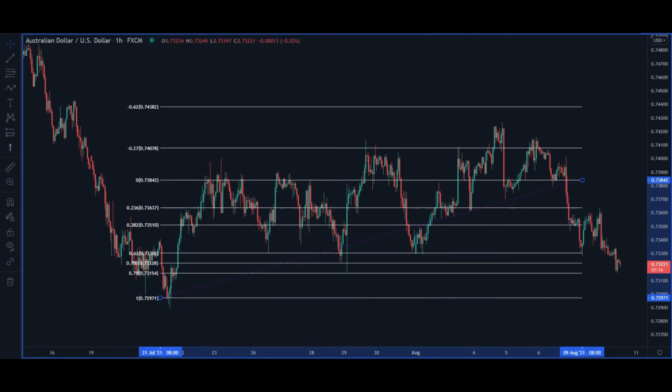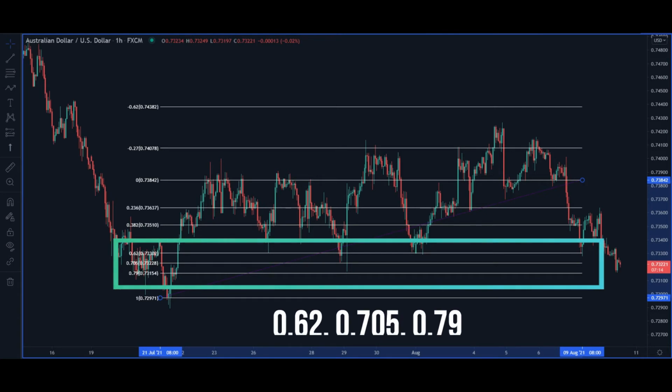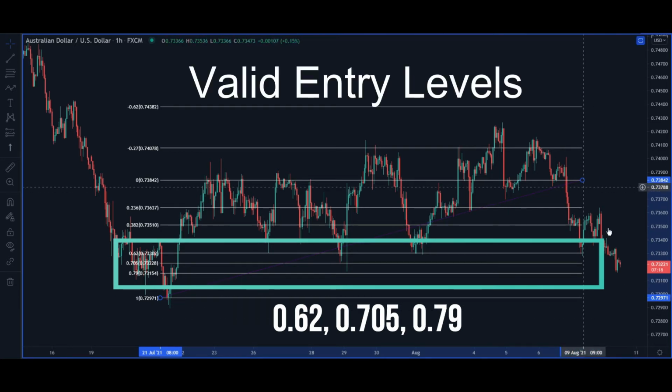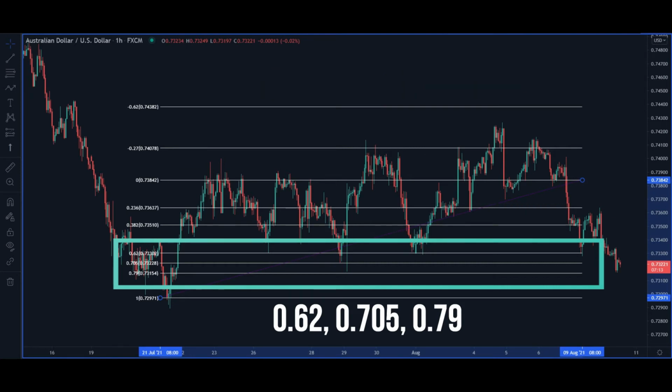But maybe your question is, where can we exactly find our entries? So this is where the Fibonacci number will come in. Right over here where you see all of these numbers, the 0.62, the 0.705, and the 0.79 are all valid entry points or entry levels where you can find your entries, whether it's a buy trade or a sell trade. But in this case, we're looking at buy entries.